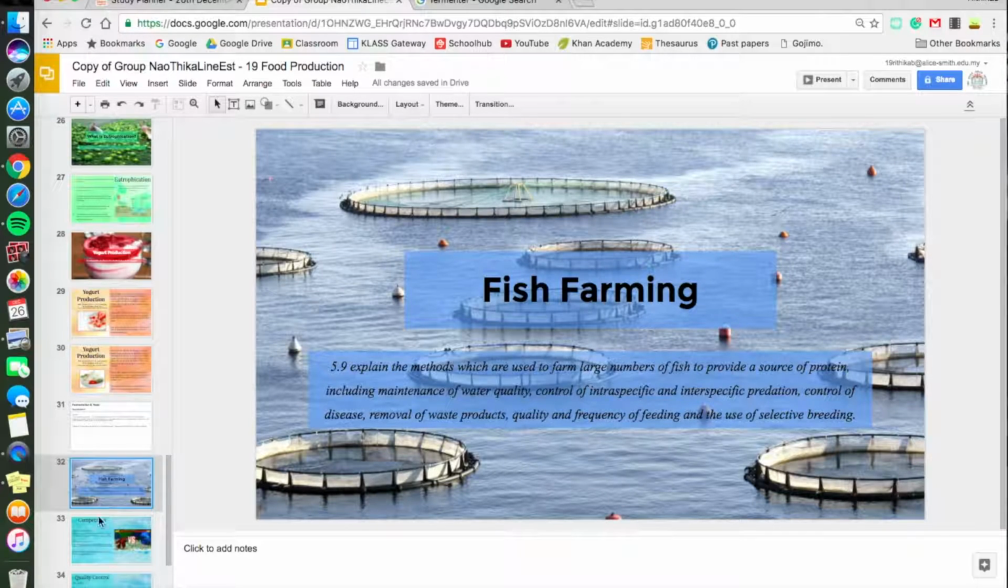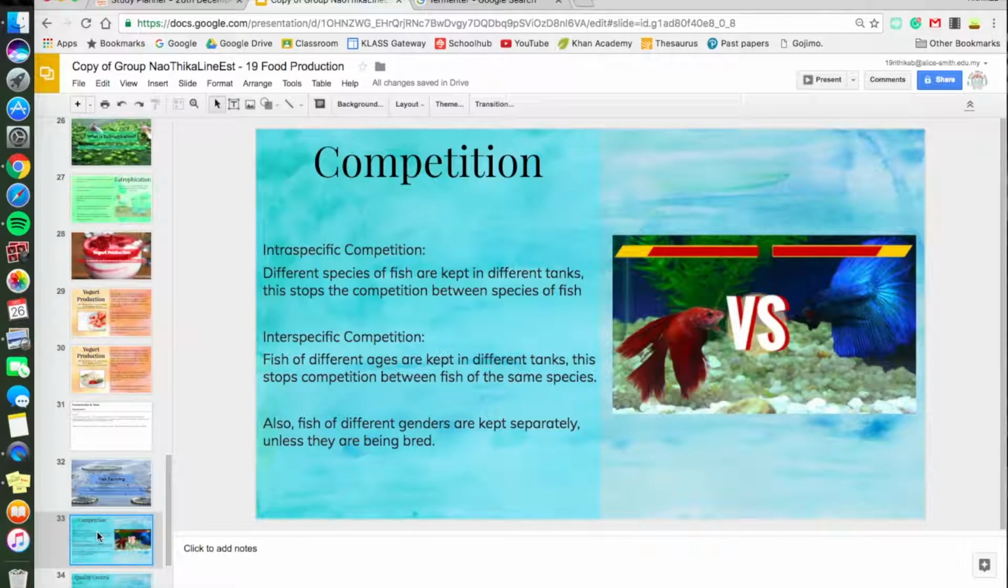Lastly, we have fish farming. Fish are usually kept in fish farms because they're a very good source of protein for humans. And fish farms keep a lot of fish in very small tanks to minimize the space requirements. This would cause competition between fish for space, for waste, for food and everything. To prevent this competition, there are a few methods that people use.